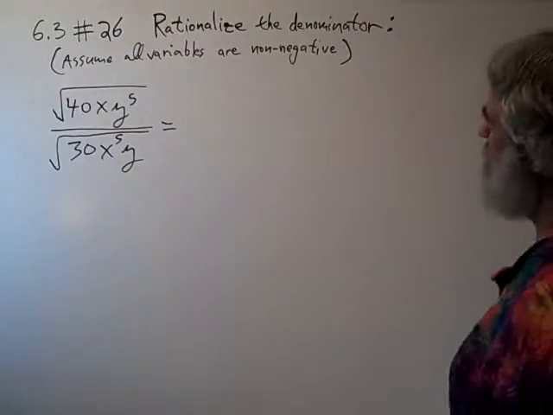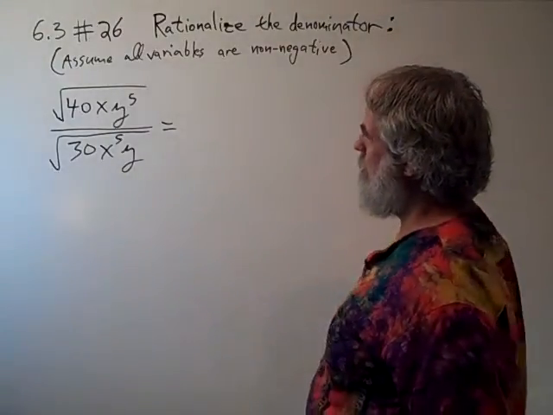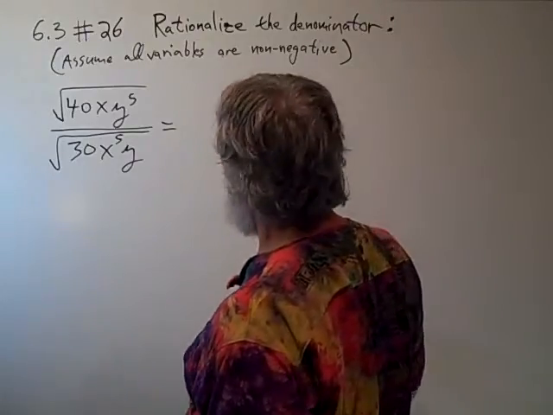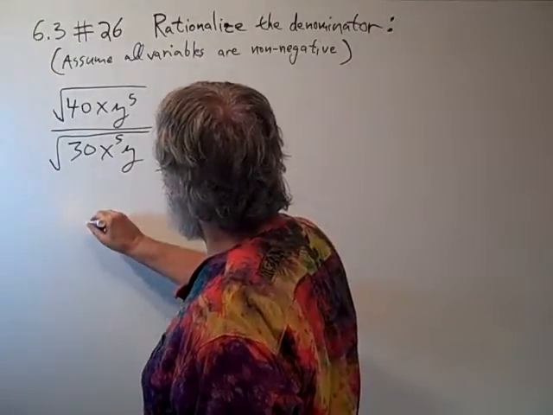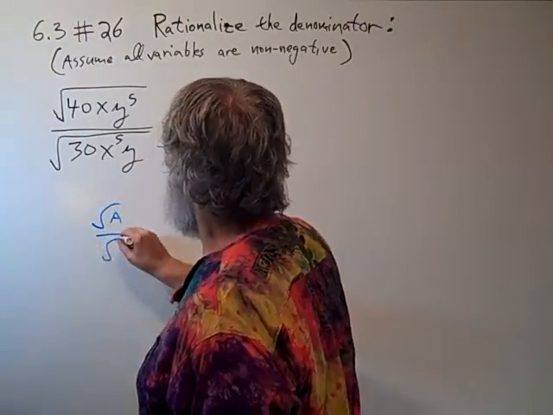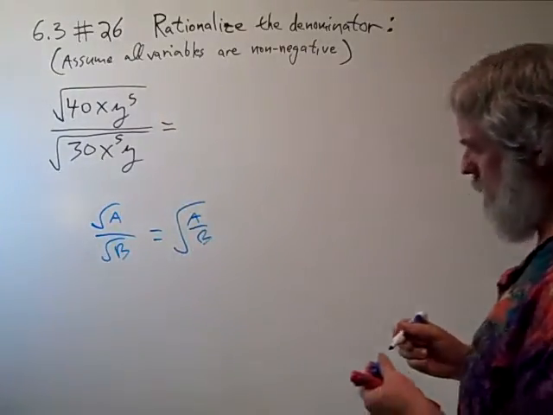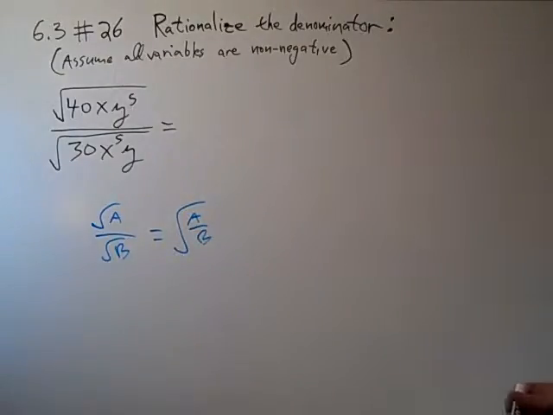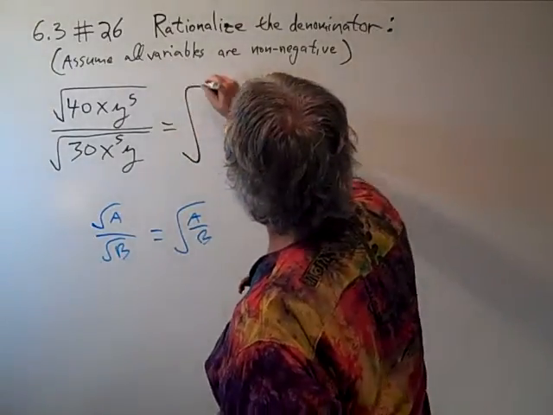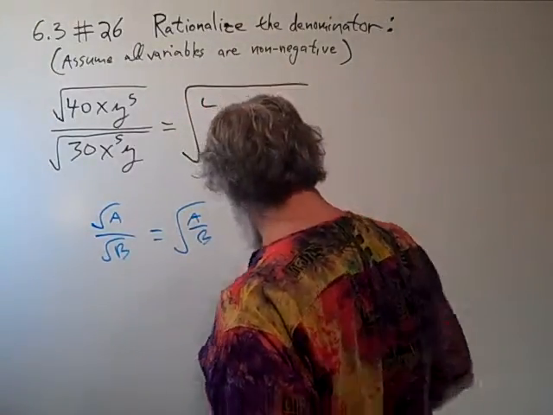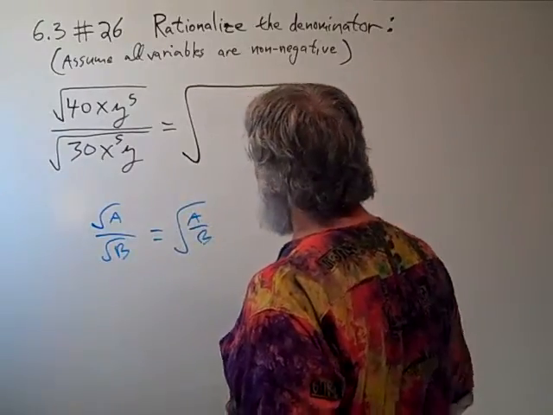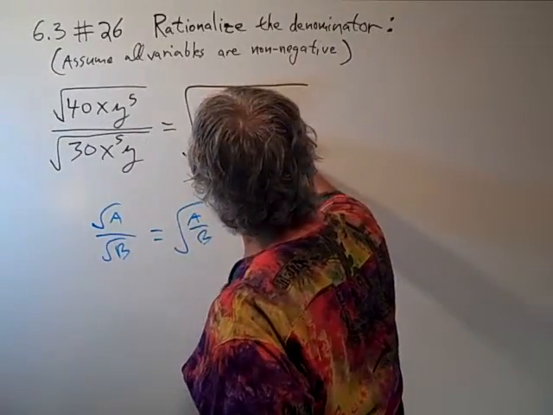Okay, to solve this problem, rationalizing the denominator, let's first simplify this just as much as possible. And because the square root of a divided by the square root of b is always the same as the square root of a divided by b, we can combine these under one radical, which will allow us to cancel common factors. Also, 40 is 10 times 4.